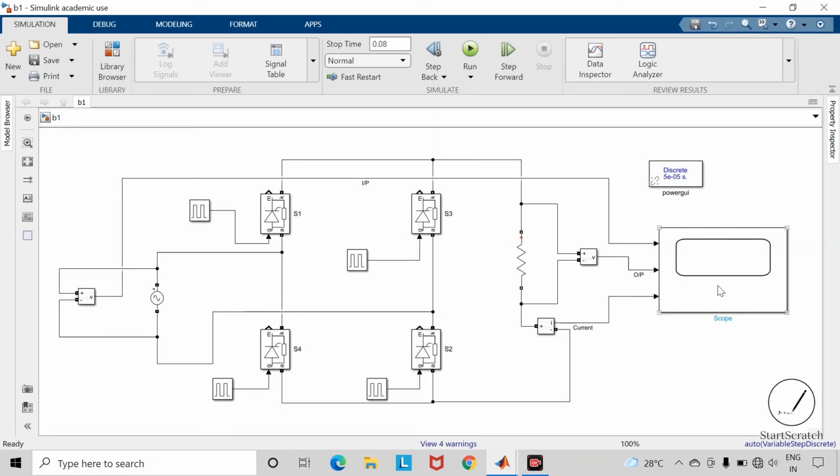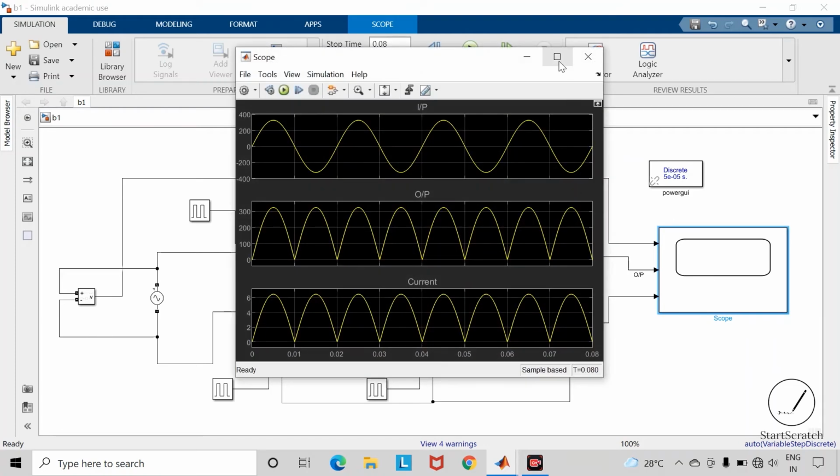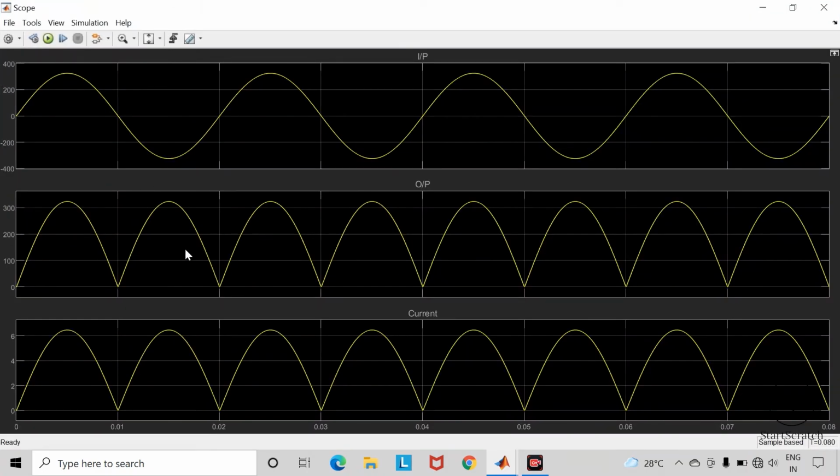Open the scope block. So this is the output voltage waveform, which is similar to the uncontrolled type of rectifier. As we are using full wave rectifier, so both the half cycles positive as well as negative are getting rectified. Now let us check what happens when we give specific firing angle.